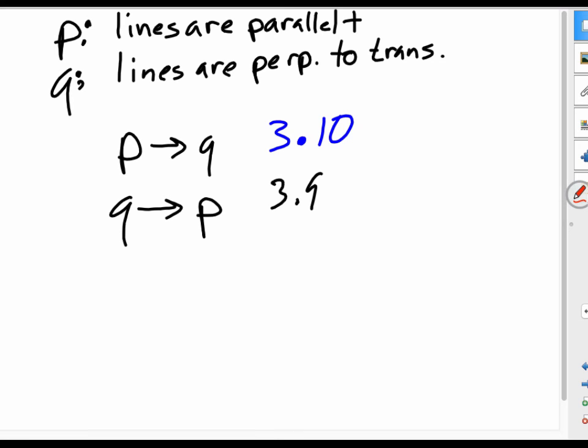Now, what Mr. Adams is saying, this is a one-way implication, right? A biconditional statement would just be this. I could say it like this. P implies Q, or Q implies P. Now, if I wrote it that way, what would we say? If and only if the lines are parallel, then the lines are perpendicular to the transversal. And that means that the validity, in other words, if this is true, then this is true. It goes both ways, right? Okay.